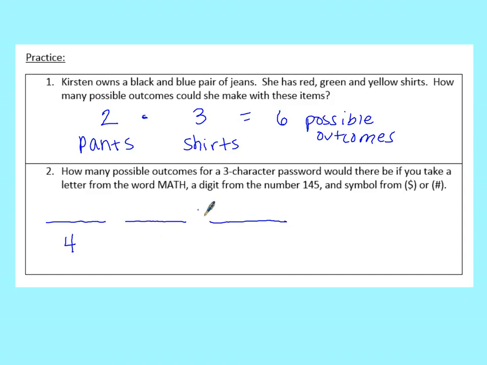Then the second one is going to be a 1, a 4, or a 5. So there's 3 possible outcomes there. And the last one, you can either have a $ sign or a $ sign. So that's only 2 possible outcomes with that. We multiply all of our possible outcomes from the separate spaces, and we get 4 times 3, and that's 12. And then 12 times 2 gets us 24 total possible passwords here.